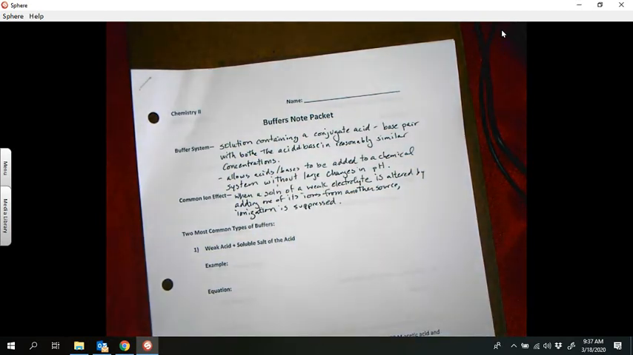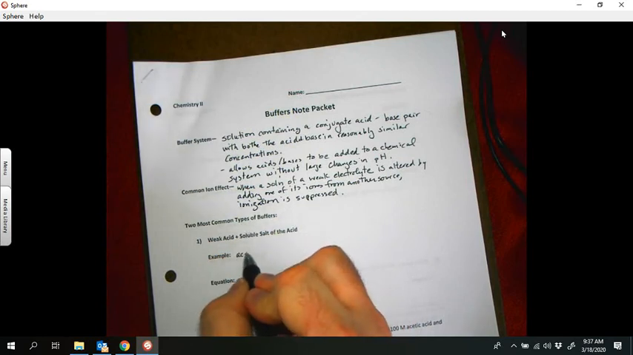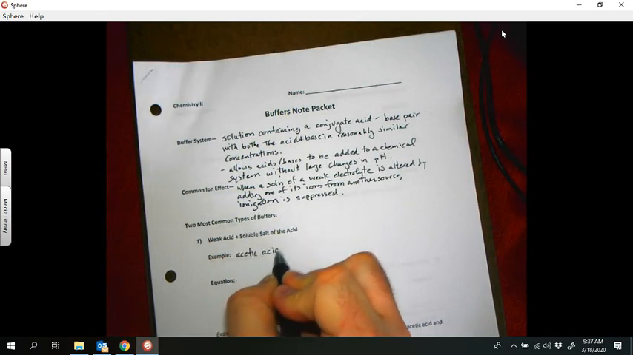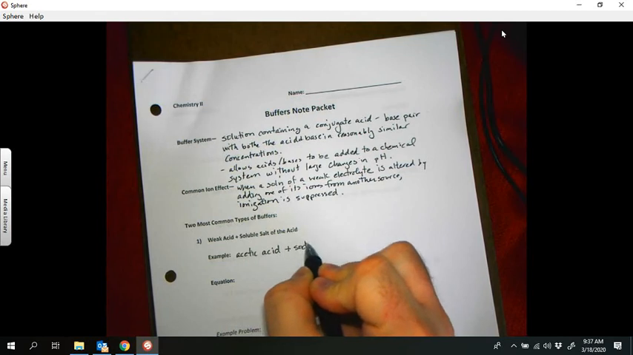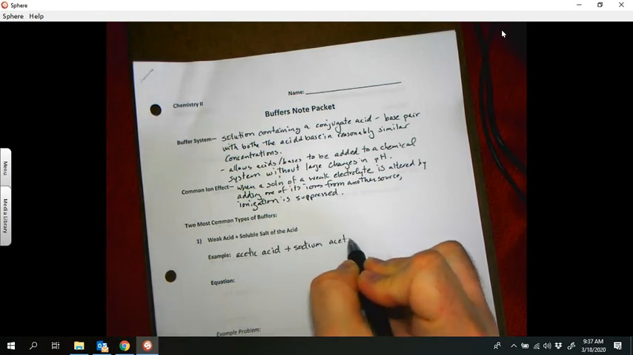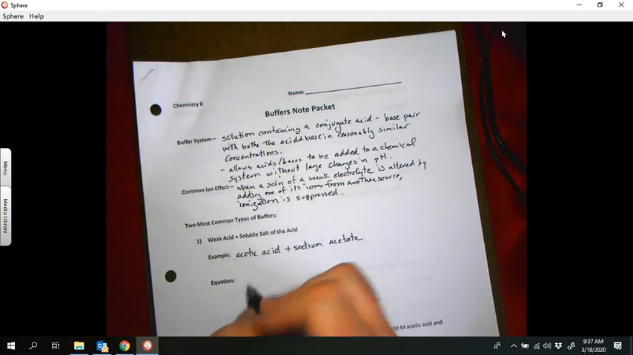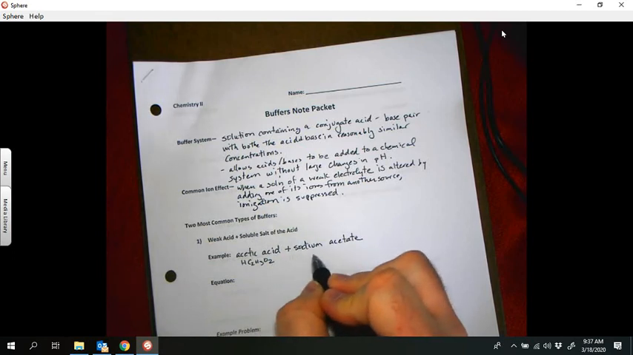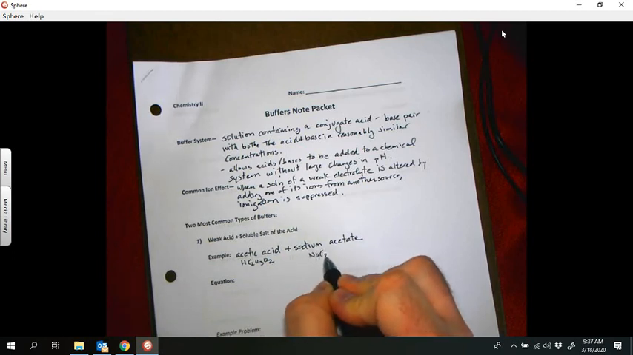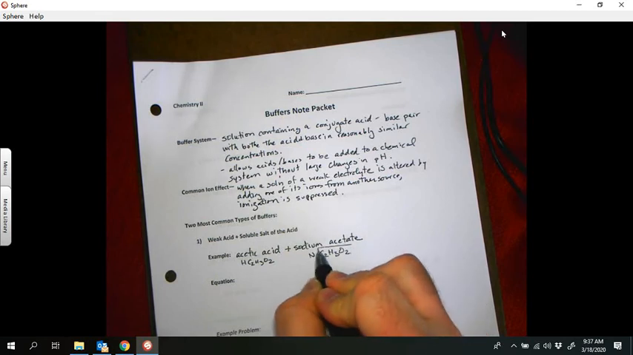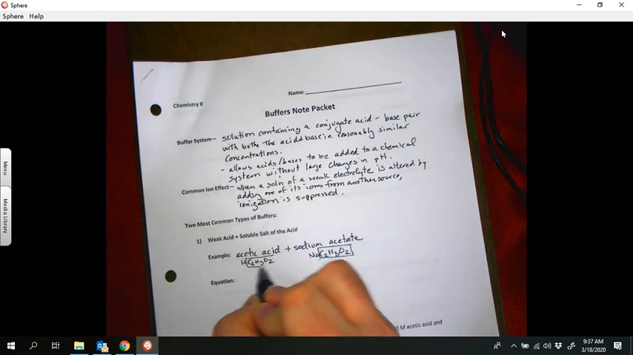So we're going to have two of them. The first one is a weak acid plus a soluble salt that contains the same ion that's in the acid. An example of that is acetic acid, which we are all familiar with, plus sodium acetate. Acetic acid is HC2H3O2, and sodium acetate is NaC2H3O2. They both have a common ion.